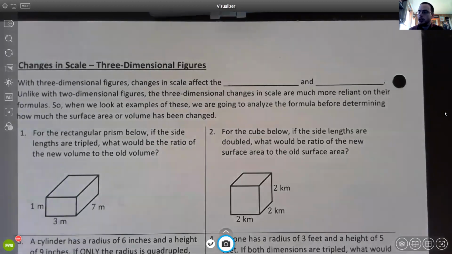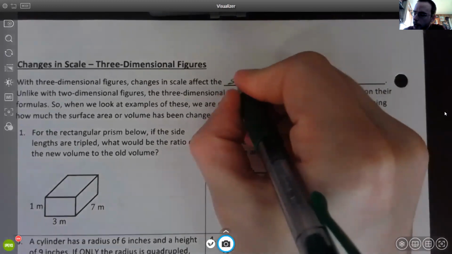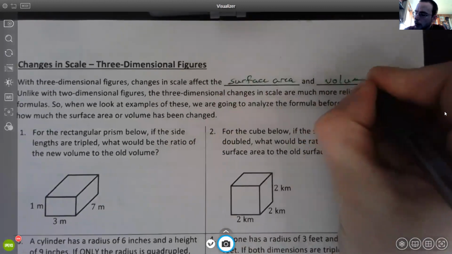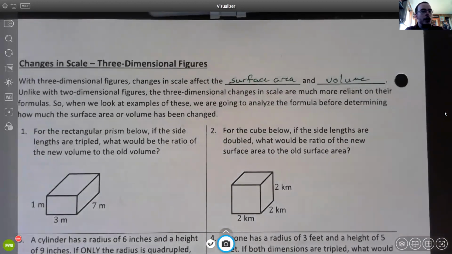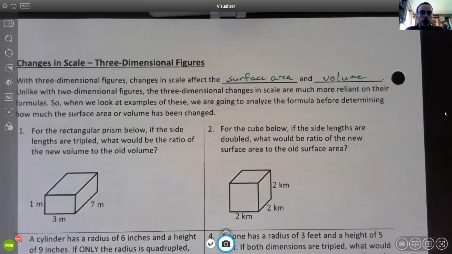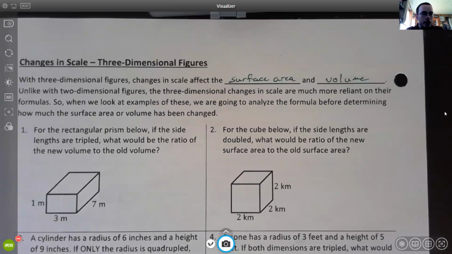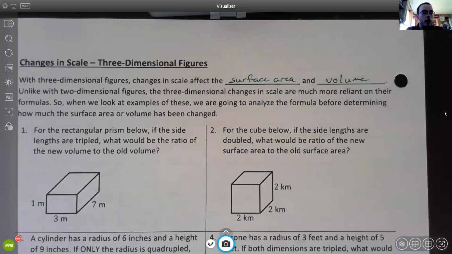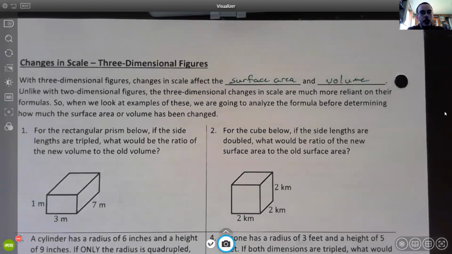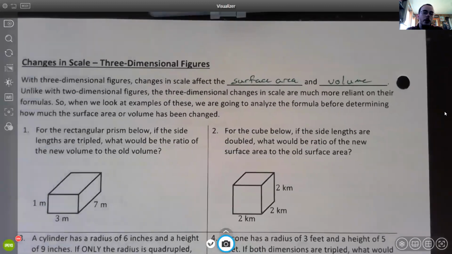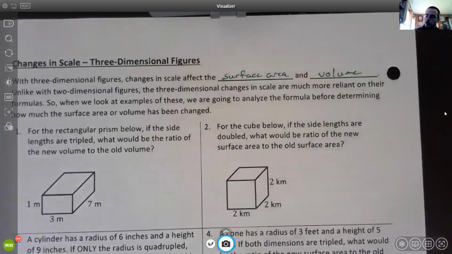So with three-dimensional figures, changes in scale affect the surface area and volume. Unlike with two-dimensional figures, the three-dimensional changes in scale are much more reliant on their formulas. So when we look at examples of these, we're going to analyze the formula before determining how much the surface area or volume has been changed. Of course, if everything has been tripled or doubled or quadrupled or whatever else, we can use those ratio of sides because those would be similar figures like we talked about in a couple of videos ago.